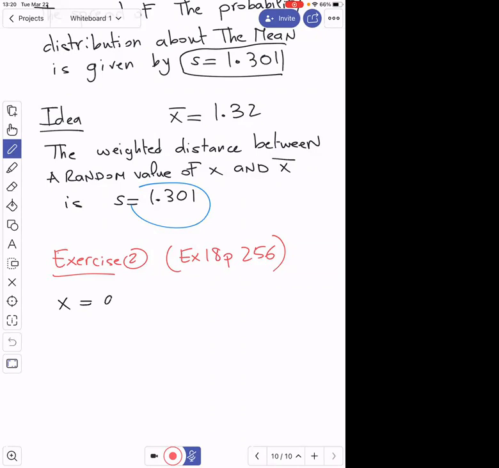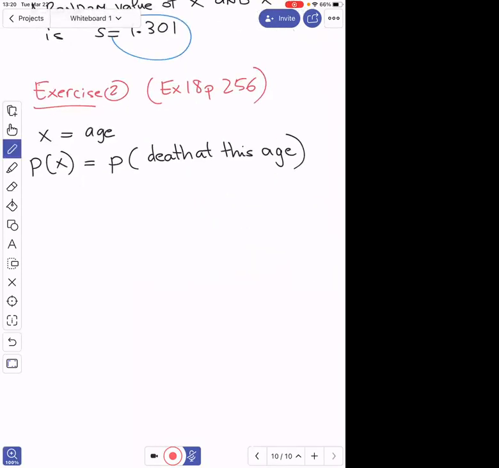Okay, X is the age, and P of X is the probability of death at this age. So we have the following probability distribution.